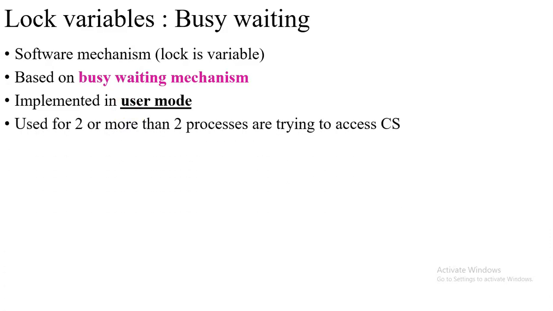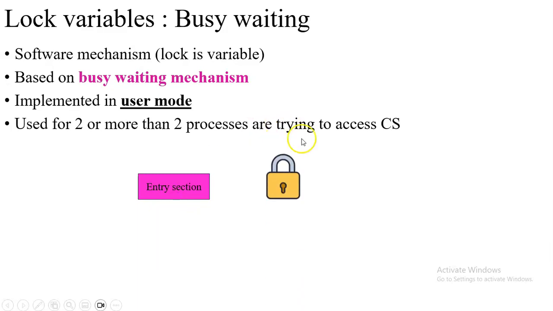Then whenever two or more than two processes are trying to access the critical section, at that time these lock variables can be used. Now let us try and understand the concept. So we have entry section, exit section and a critical section. First there is an entry section. Before entering into the critical section, we have to first go into the entry section. This is a lock variable, and now let's say a process wants to enter into a critical section.